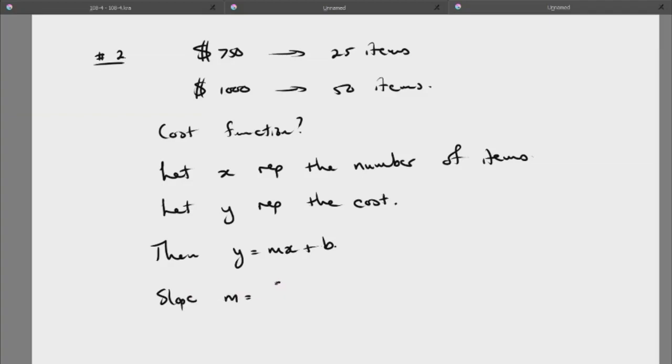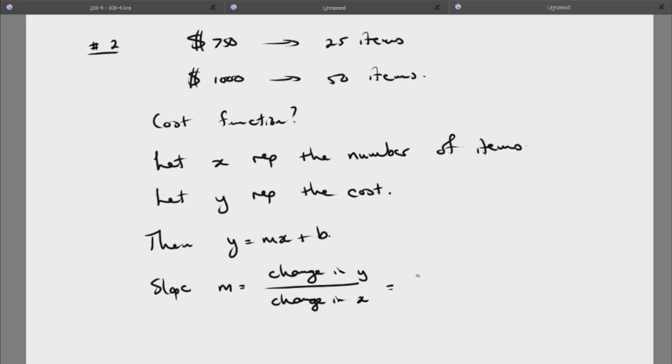Now I know the m is the change in y over change in x. Really, if you have different names for your variables, it's the change in the output variable over the change in the input variable. So just be careful if your names are different. You don't have that familiar x and y that you can rely on. So we can take this as the first situation, this as the second. It's going to be 50 minus 25 over 1,000 minus 750.